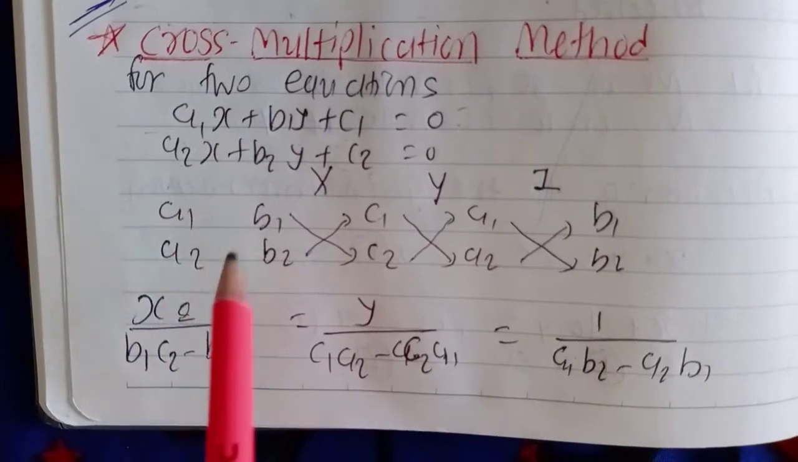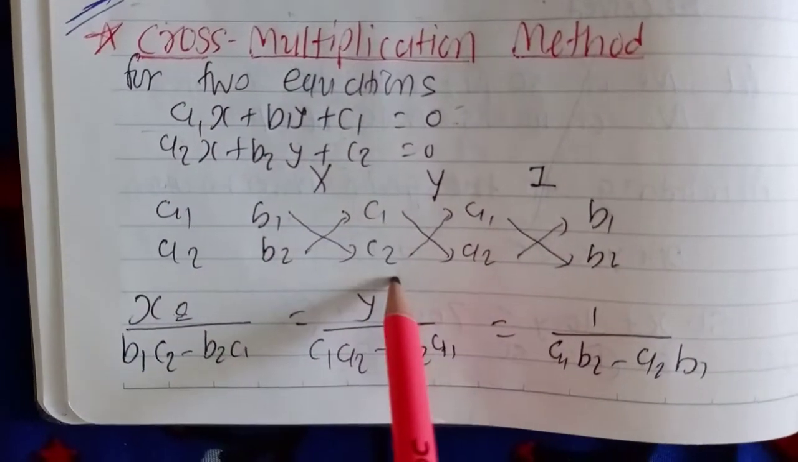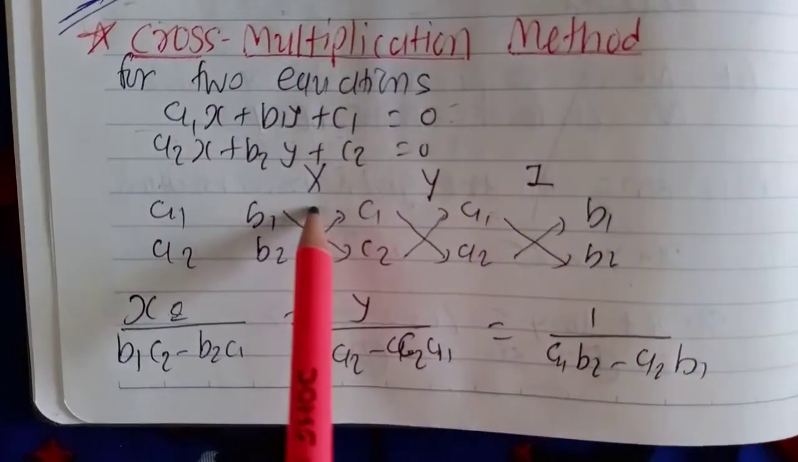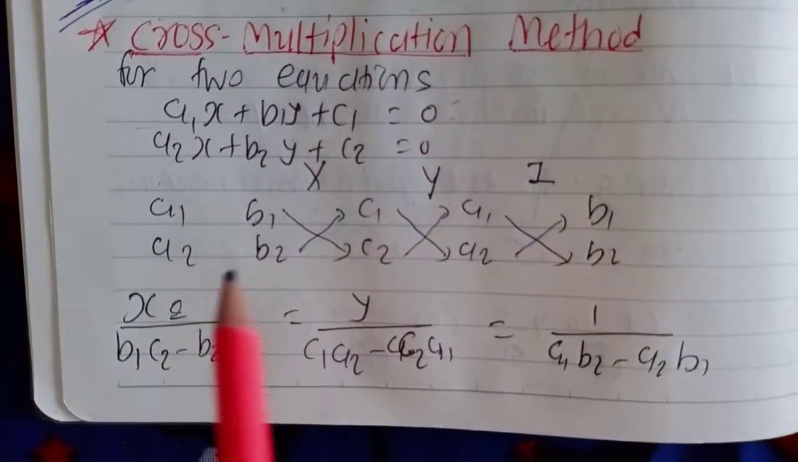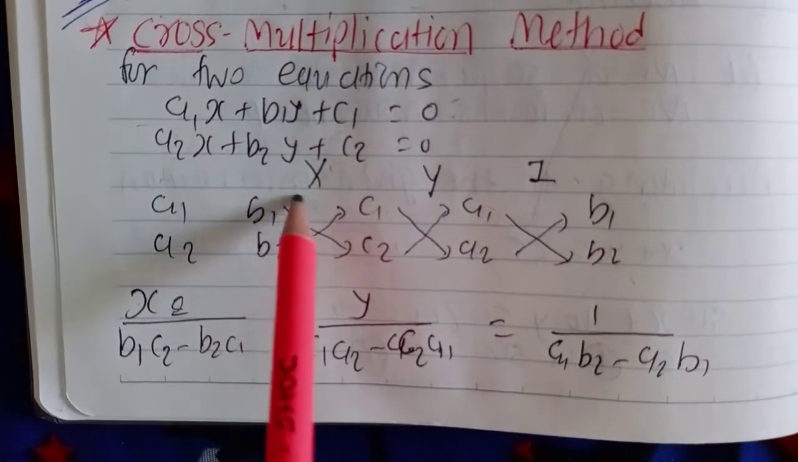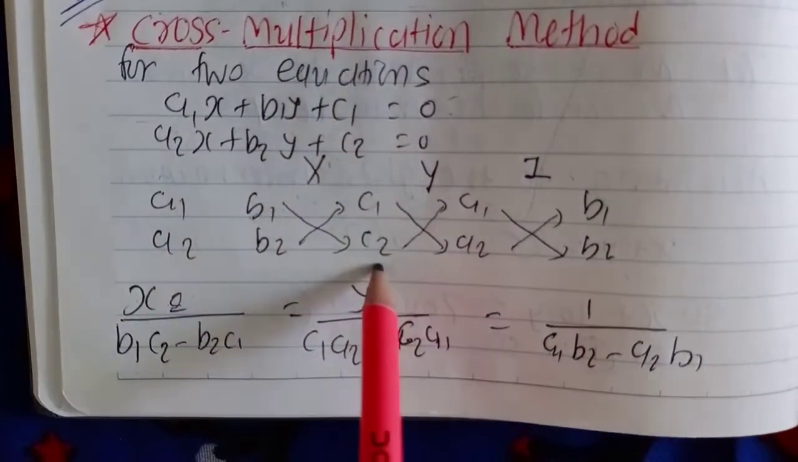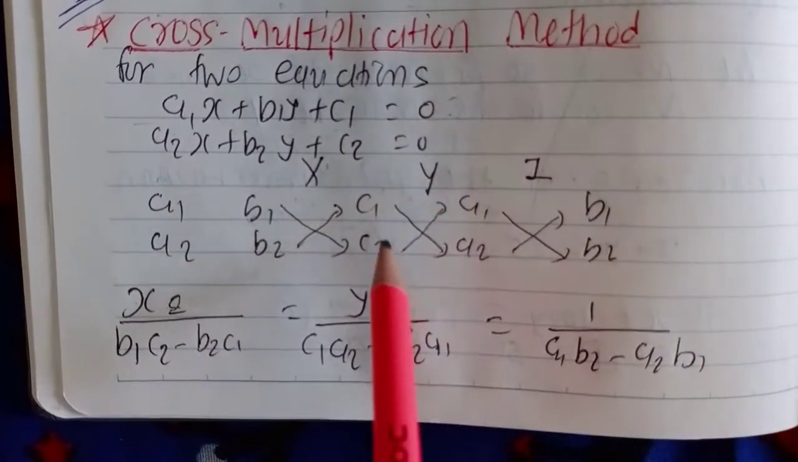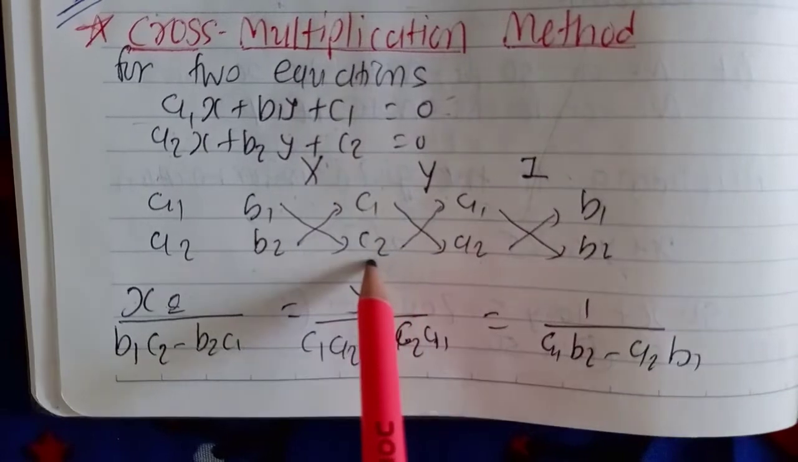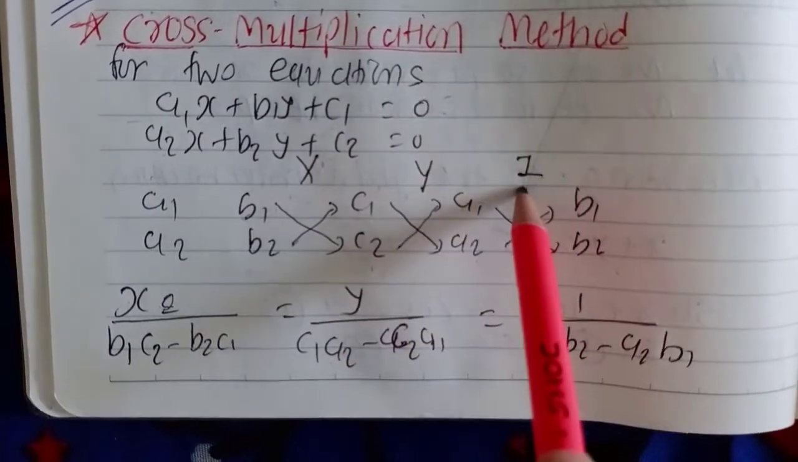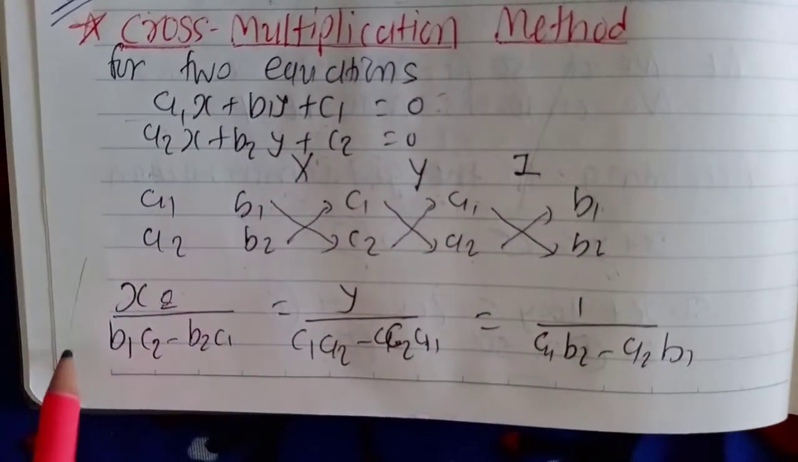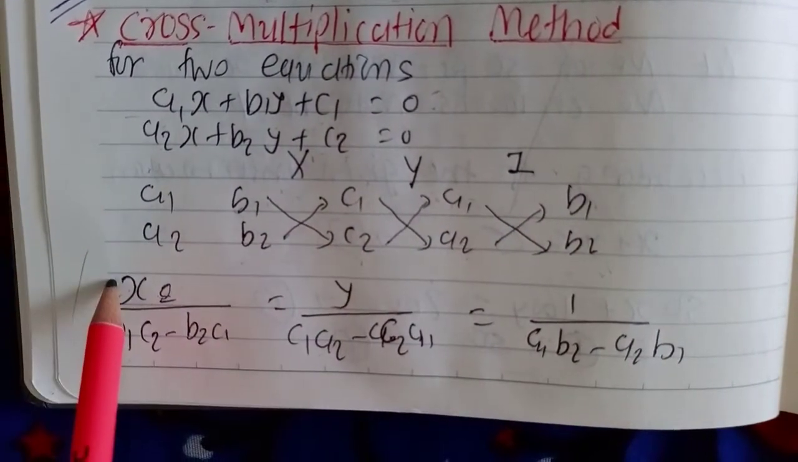Here we have a1, a2, b1, b2, c1, c2. Again write a1, a2 and b1, b2. So we can justify x, y and 1. If we want to write x: x upon b1 c2 minus b2 c1 is equal to y upon c1 a2 minus c2 a1 is equal to 1 upon a1 b2 minus a2 b1. If we compare these three quantities, we can get the answer of x and y.